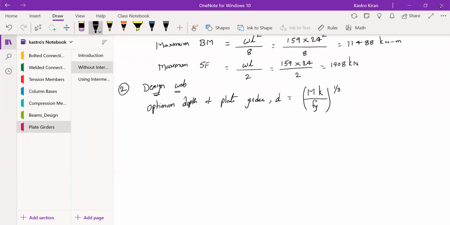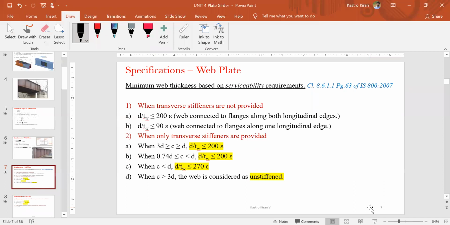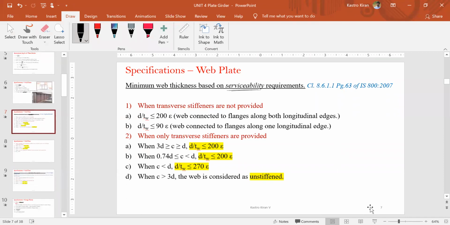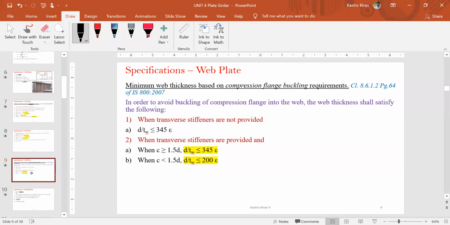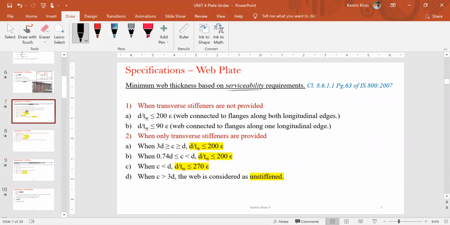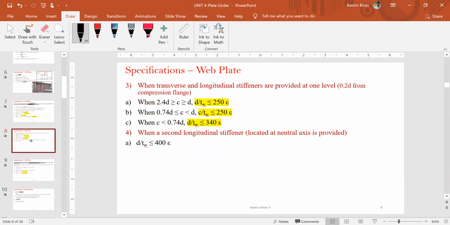I'll show you another screen so that we will talk about this. See, so here the minimum web thickness based on serviceability criteria. This is the first case. And you also have the second case, which is the minimum web thickness based on compression flange buckling criteria. So in both the cases, you have to consider the conditions. Let's look at the first condition, that is serviceability conditions. In serviceability conditions, again, you have four types. So when transverse stiffeners are not provided, when only transverse stiffeners are provided, when transverse and longitudinal stiffeners are provided, and when second longitudinal stiffeners are provided.